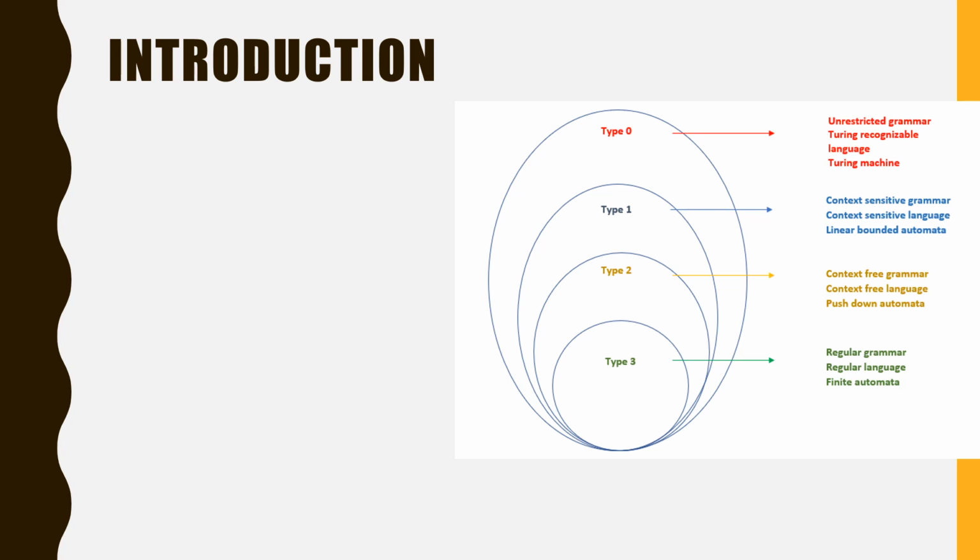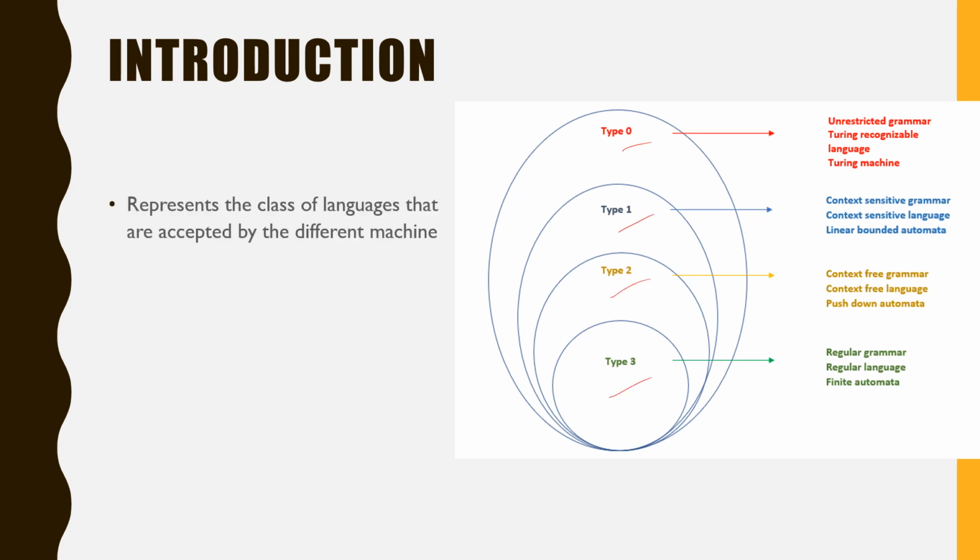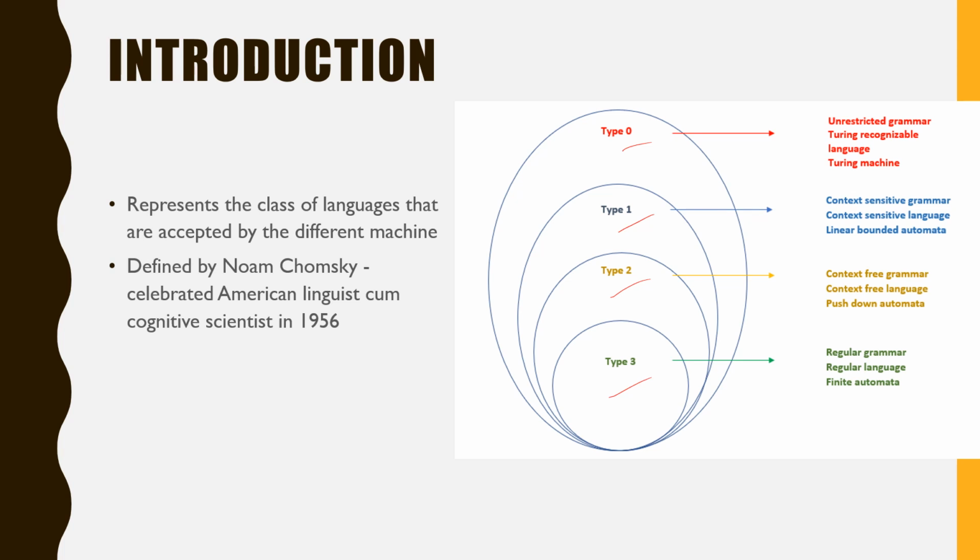So this is the hierarchy defined. He has defined type 0, type 1, type 2, and type 3. This represents the class of languages that are accepted by the different machines. Each type of grammar has its own corresponding machine that will accept such grammars. And this was defined by Noam Chomsky in the year 1956.